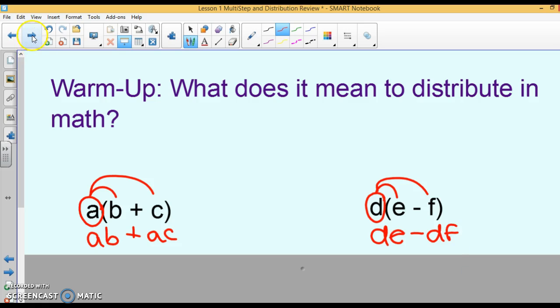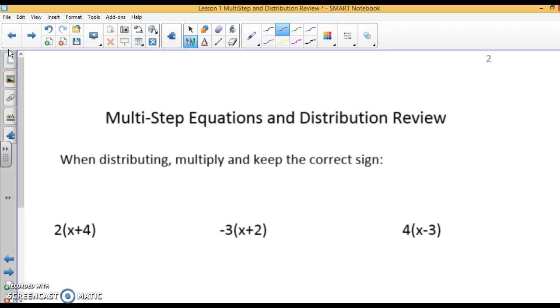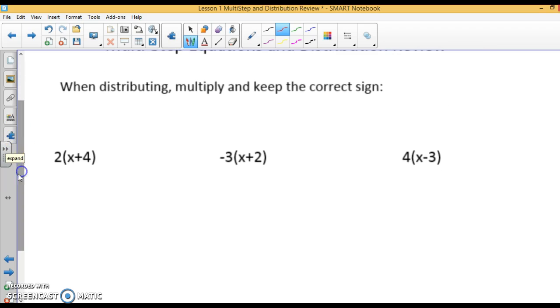Okay? So, in our note packet, you want to open up to page 2, multi-step equations and distribution review. So it says, when distributing, multiply and keep the correct sign. So I have 3 examples right here. I want to take this term out front, my 2, and distribute it inside my parentheses. I'm going to distribute to my x and to my 4. I'm doing 2x plus 2 times 4, which is going to be 8.